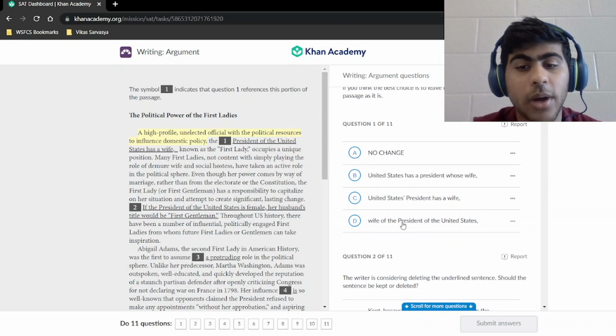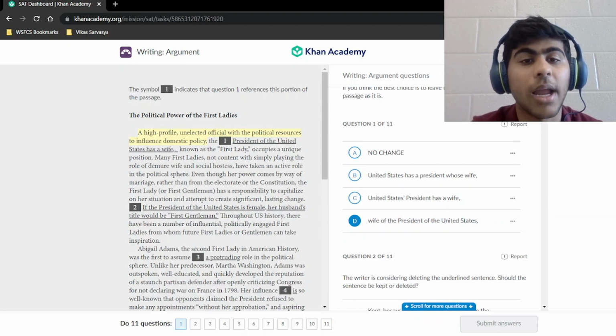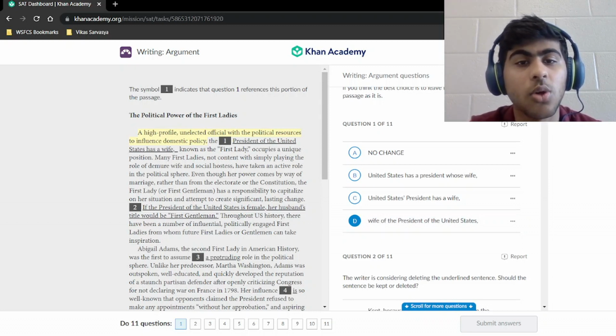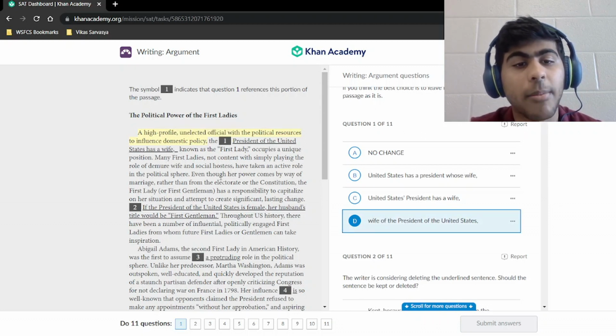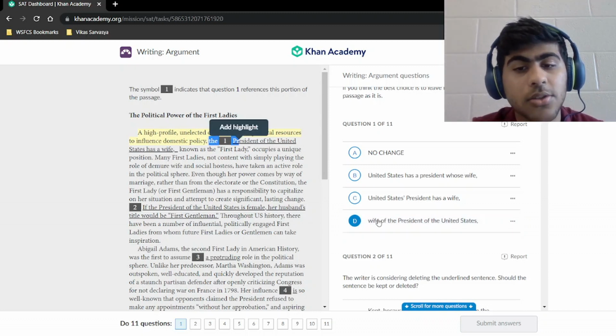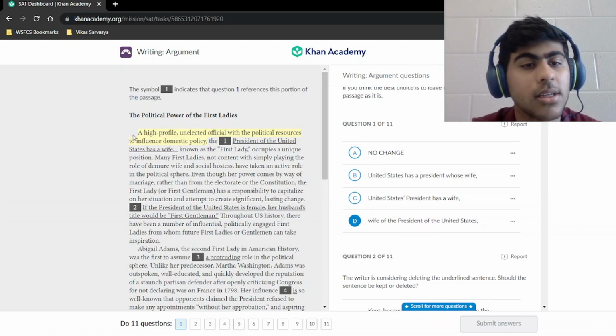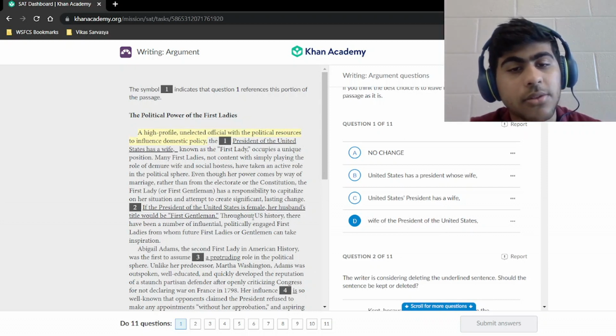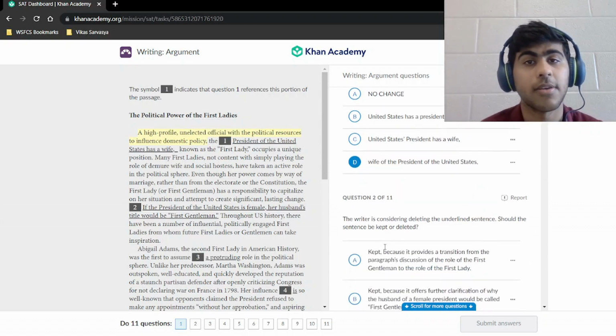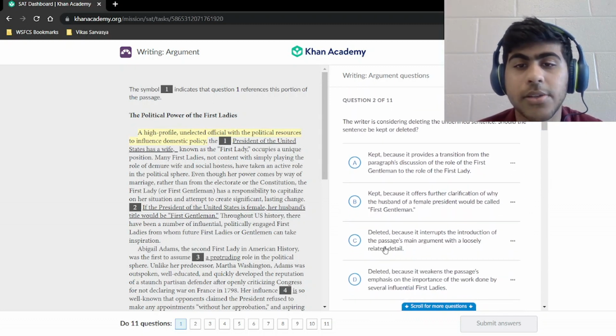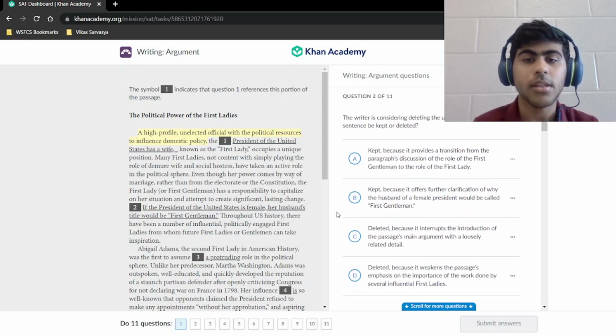So we have to say the wife of the President of the United States, who is, that is the person who is the high profile unelected official who we're talking about, right? That's the modifier right here. That modifier has to be applied to the first word right here. The first object right here is the wife of the President of the United States. So the modifier is applied to that. That's a misplaced modifier question, if you're wondering. And let's go to question number 2.